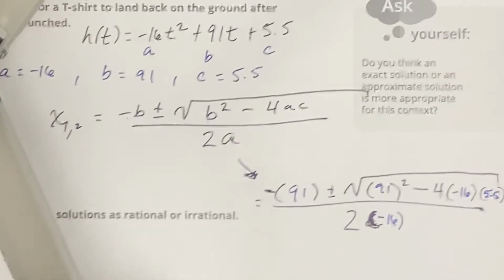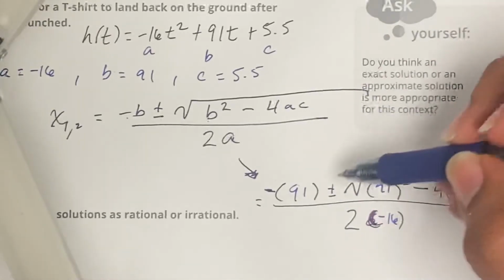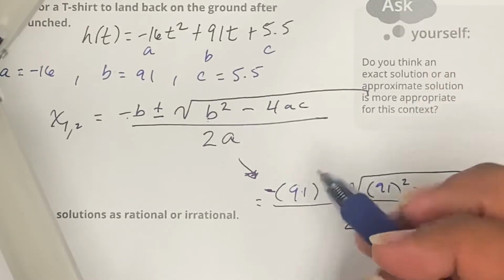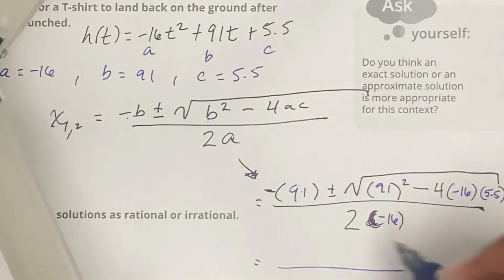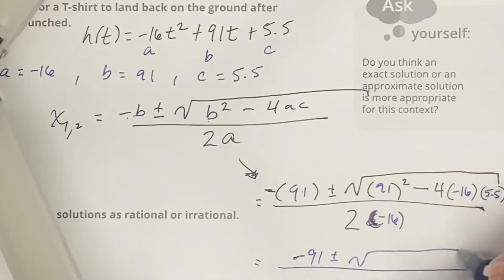So it's going to be a nice process. You just gotta be very, very careful when you're doing the arithmetic, okay? Let me make sure. Hate to give you all some wrong information. Always double, triple check. Okay, here we go. Reducing. Negative times 91. Negative 91 plus or minus the square root of.